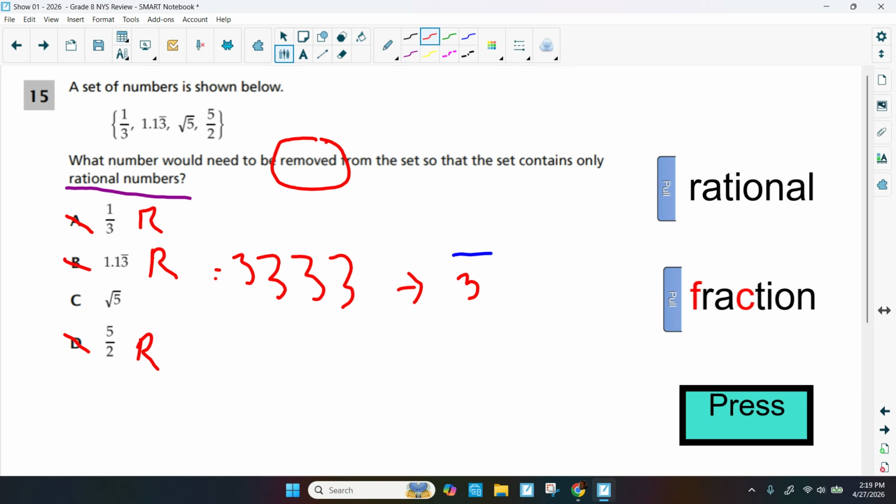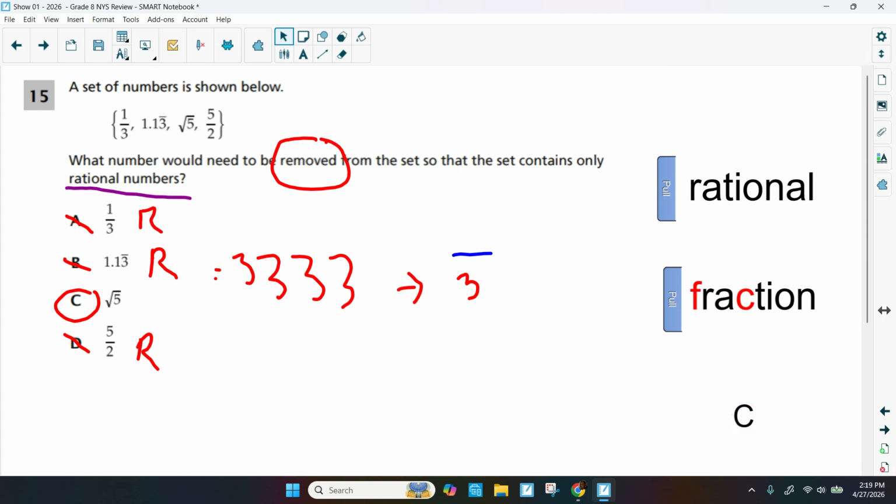Here I got the square root, and if you listen to Ani, she did some perfect squares, but here's the square root of 5. So if I were to ask Ani what's the square root of 5, she would say she can't do it because that's not a perfect square. And I would say, Ani, you are right. So we'd have to remove choice C, square root of 5, because that is not a rational number. That is an irrational number. You can't change that to a fraction, would be the definition of that.